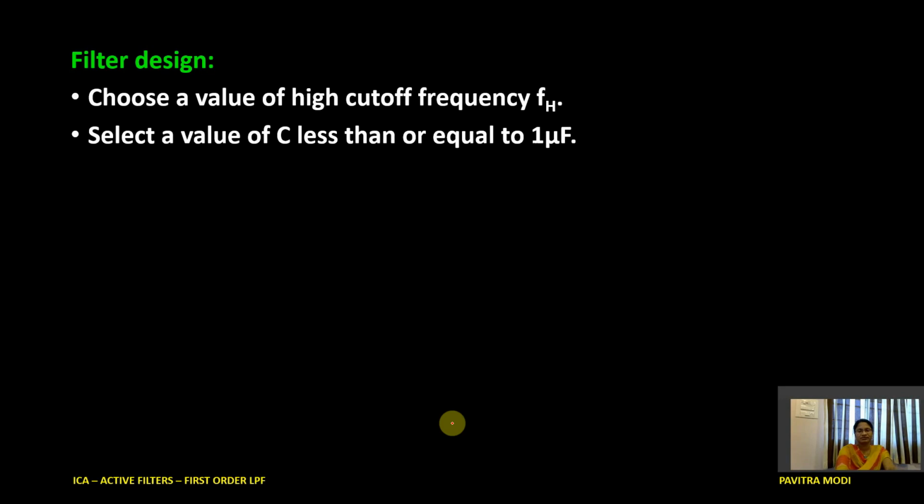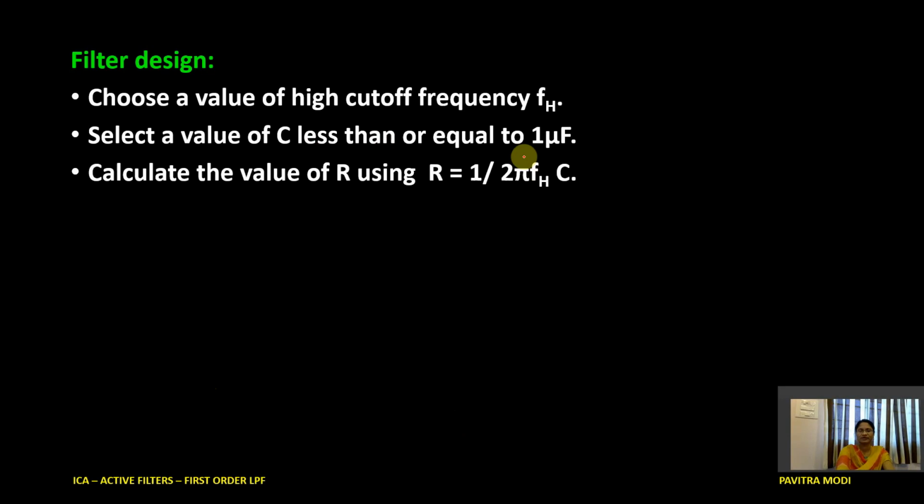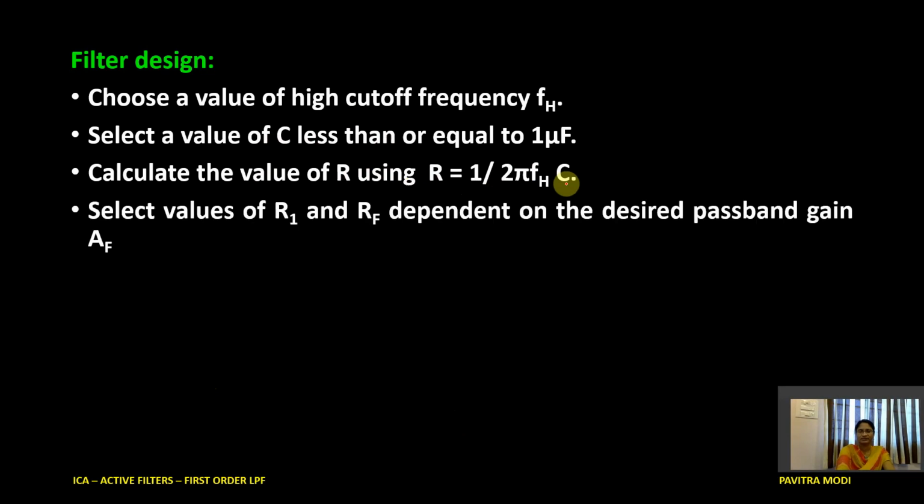Therefore fH is given by 1 by 2 pi RC. Therefore we have one expression and two unknowns R and C. It is not possible to calculate both. Therefore we'll be assuming one value and calculating the other. Therefore you are going to assume a capacitance value and it has to be less than 1 microfarad. Then calculate the value of R using R equal to 1 by 2 pi fH into C. And that's how we can get R and C values. And select the values of R1 and Rf dependent on the desired pass band gain. And the pass band gain is 1 plus Rf by R1.